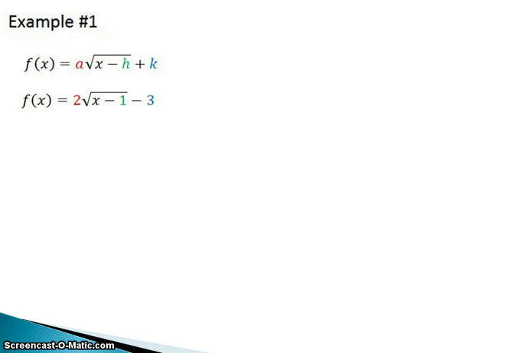Now let's take a look at our first example. First, we're going to look at the vertex form of the square root equation. It is f of x is equal to a times the square root of x minus h, plus k, where h and k tell you the point of origin for the square root function. So we have here 2 times the square root of x minus 1, minus 3.